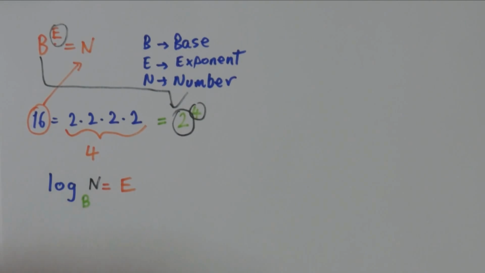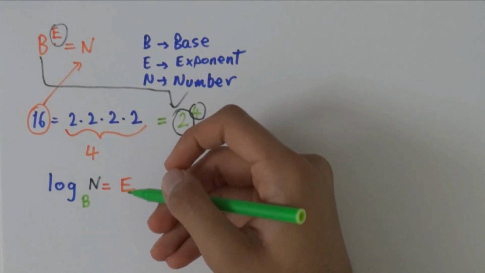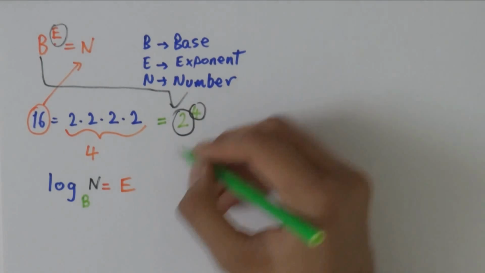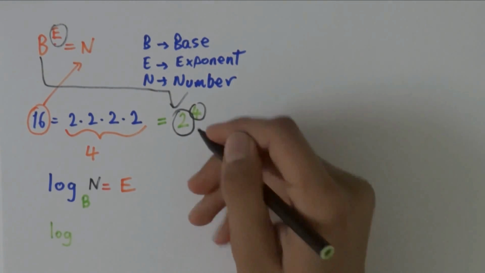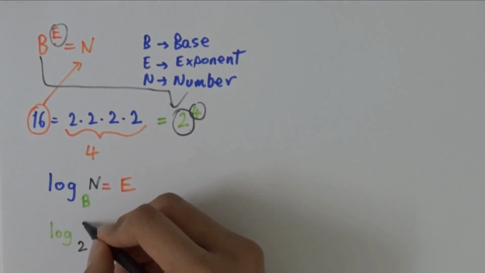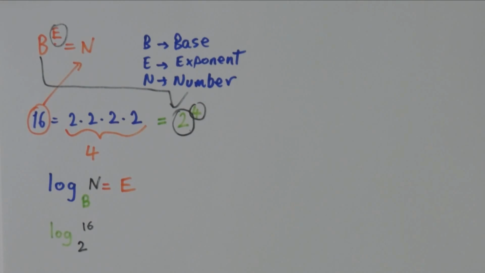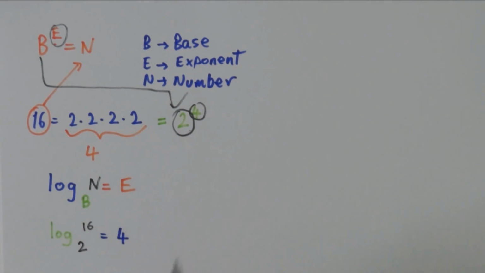So let's see how we can convert this equation into the logarithmic form. So here, log of what's base? Base, it's 2. What's the number? It's 16. And what do we get? The solution 4. So it's log base 2 of 16 equals 4.